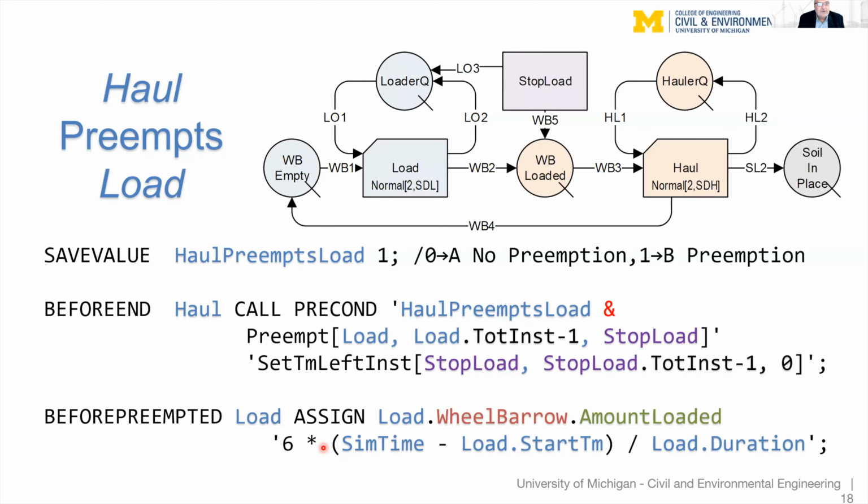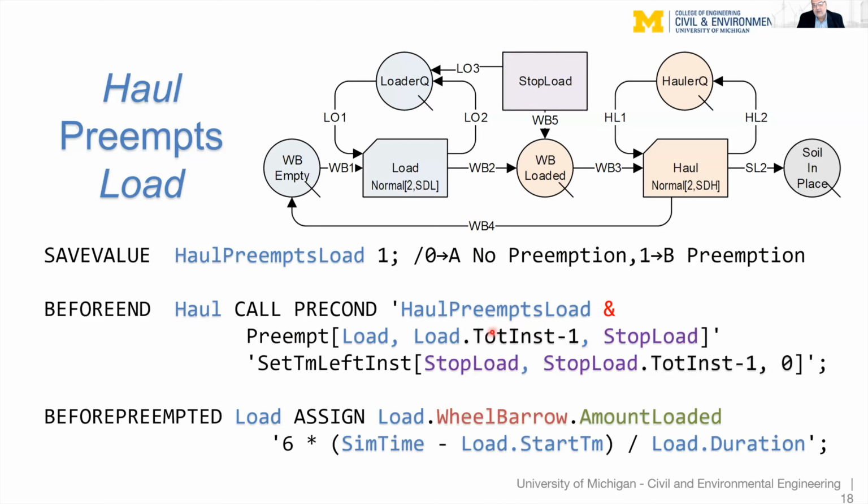Now, here is an example of haul preempts load. If we want activity haul to preempt the activity load, then we need to define a safe value that controls whether we're implementing policy A or policy B, called haul preempts load, that has the value 1. And before end of activity load, we call the function preempt with this precondition. And the precondition is that haul preempts load has indeed the value 1. And when this before end happens, then we call preempt, which stops the current instance of load.